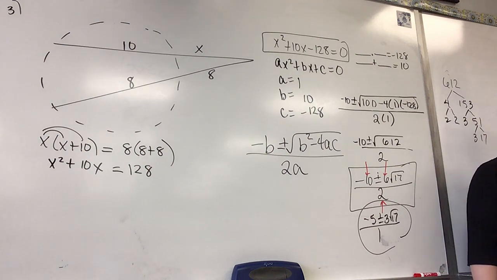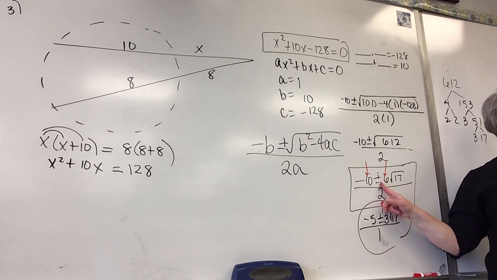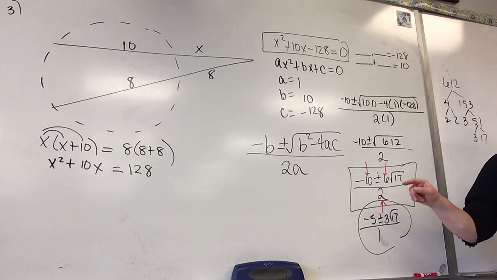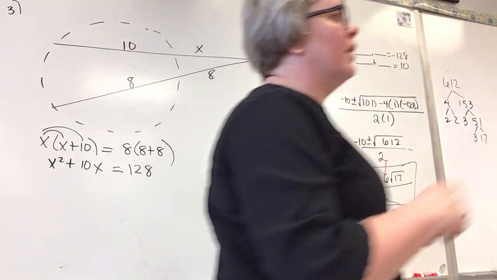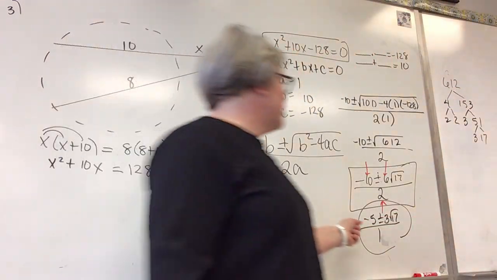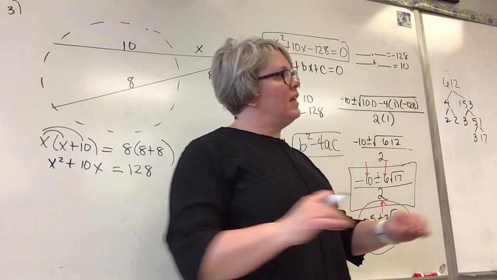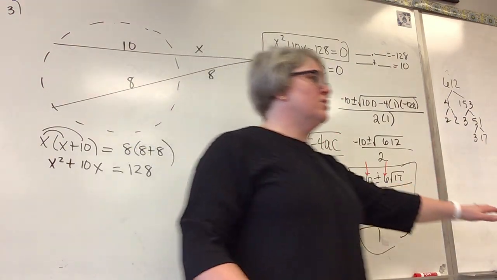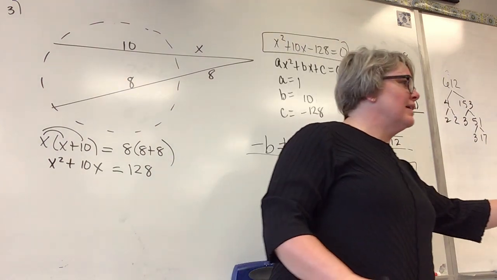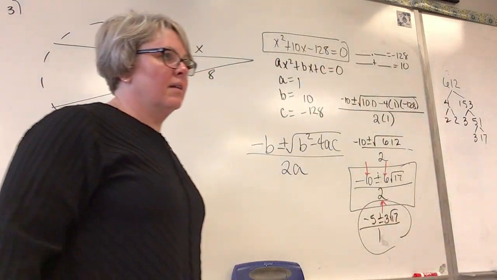What does the plus or minus mean? It's such a good question. Because if you factored it, how many answers do we get? 2. So one answer would be negative 5 plus 3 radical 17 all over 1. And the other answer would be negative 5 minus 3 radical 17 over 1.